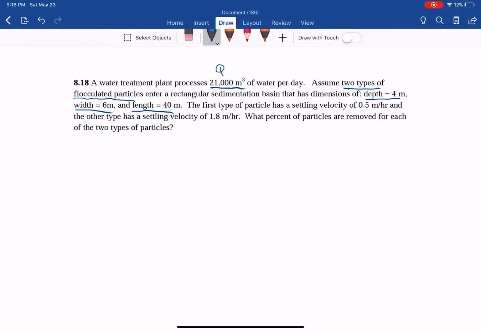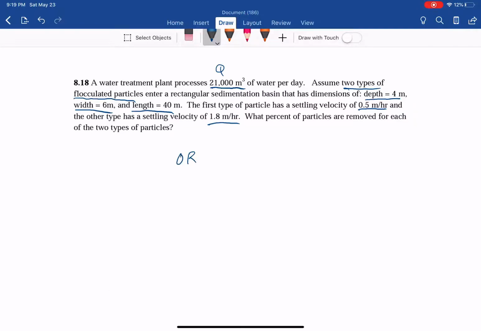The first type of particle has a settling velocity of 0.5 meter per hour. The other type has a settling velocity of 1.8 meter per hour. What percent of particles are removed for each of the two types of particles? Well, for these types of problems, we have to find, first of all, the overflow rate, or V critical. Beyond that, we could compare it with the settling velocity of each one of them and find out which one of them will be removed and what is the percentage of the removal.